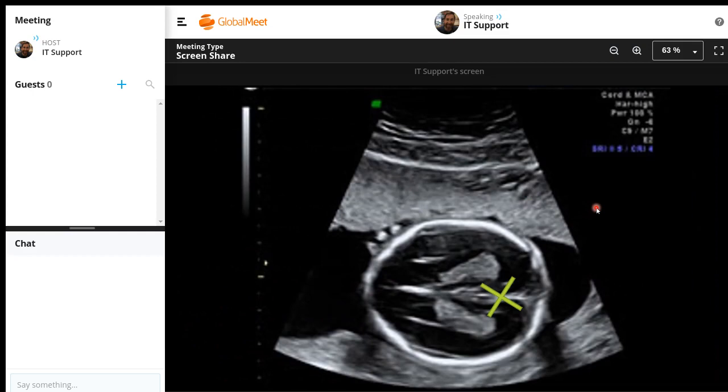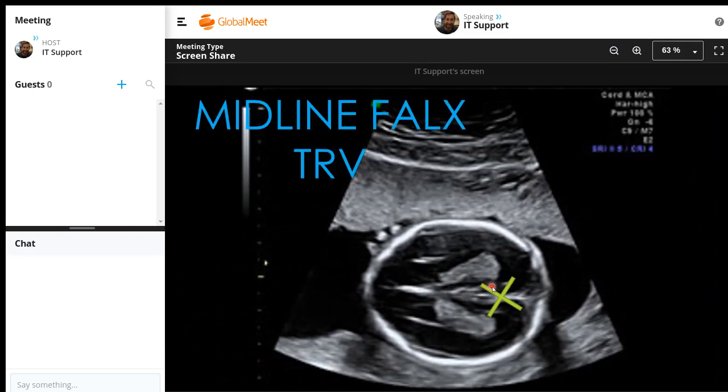What are we looking at here? It looks like a midline structure. It's the midline falx, the separation between the hemispheres all the way down the head. We are at the level of the choroid plexus here, and we can see the falx nicely between both of them.